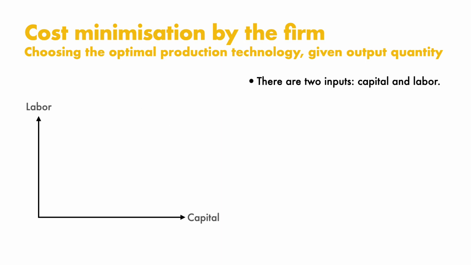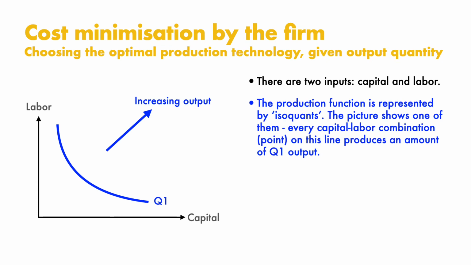Okay, so how is the firm's problem represented graphically? Once the firm has decided how much to produce, it looks for the least costly way of producing it. In this picture, if the firm chooses to produce output of Q1, it looks for the point on the blue isoquant that is least costly.